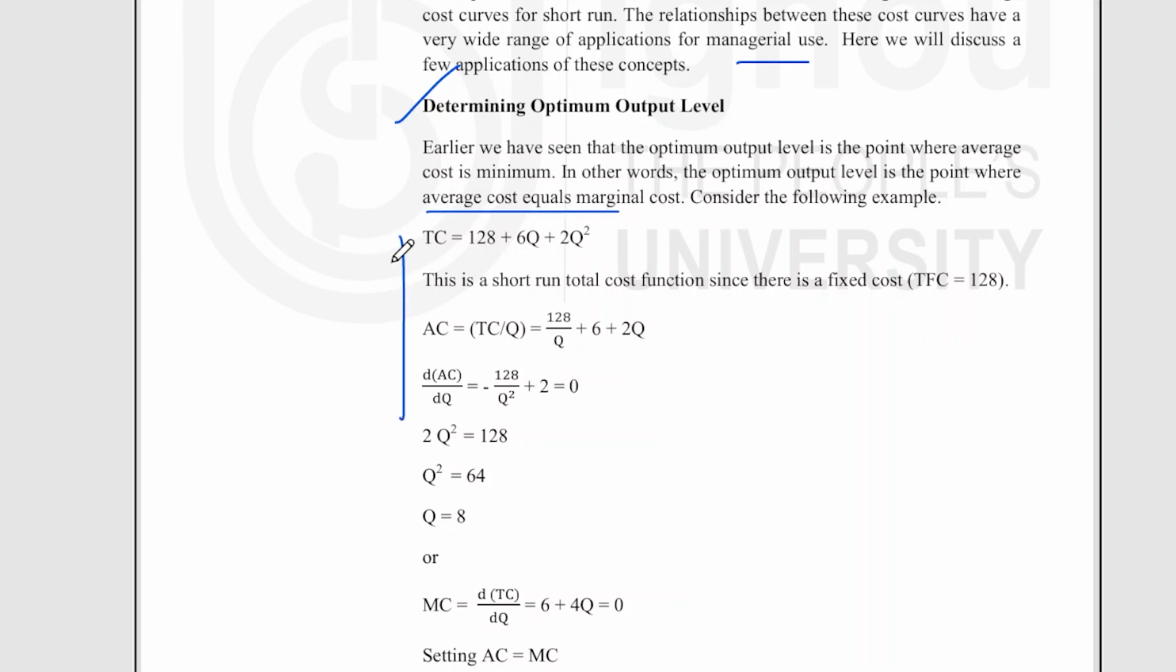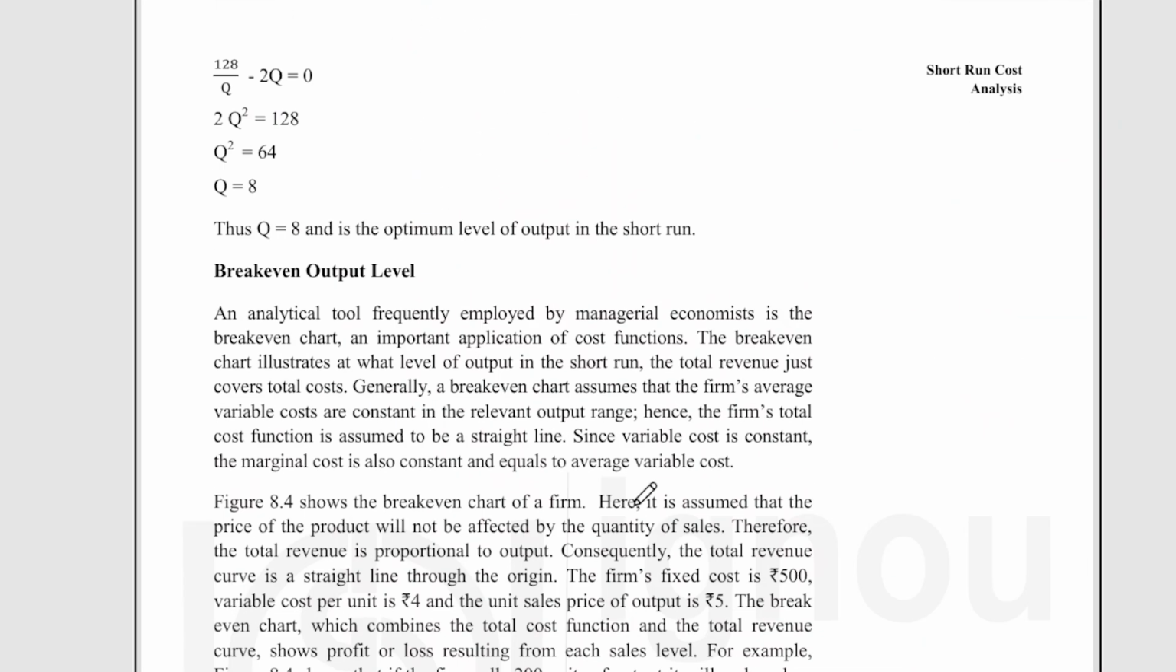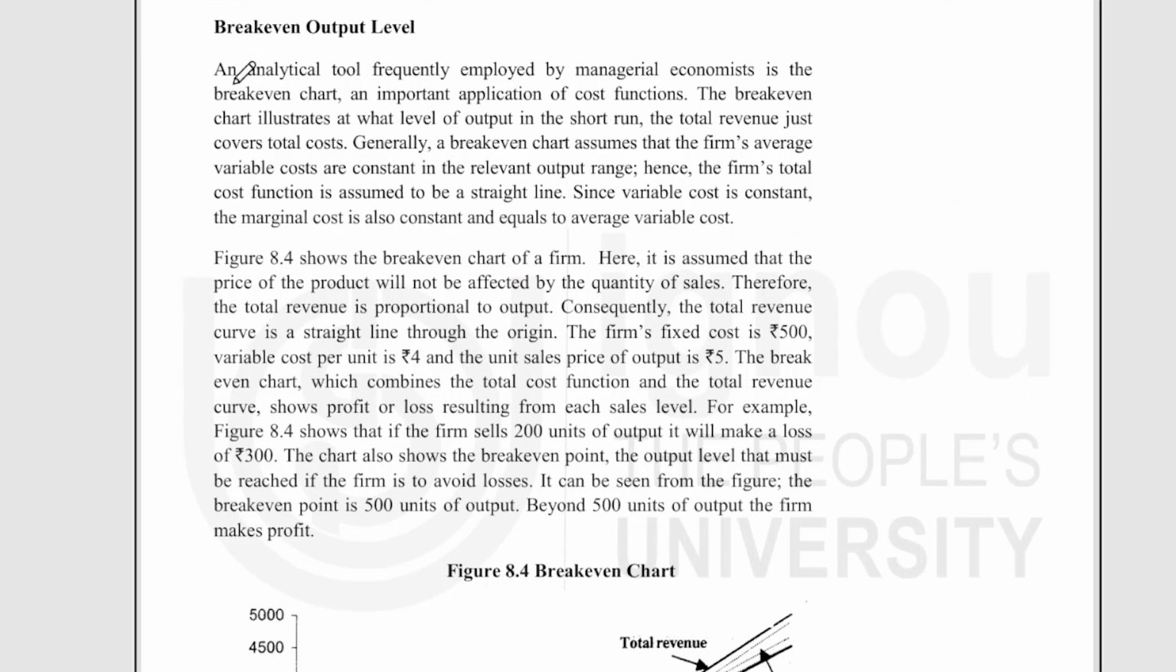So this is an example of the same. And next is the break-even output level. An analytical tool frequently employed by managerial economists is the break-even chart, an important application of cost functions. The break-even chart illustrates at what level of output in the short run the total revenue just covers total cost. Generally, a break-even chart assumes that the firm's average variable costs are constant in the relevant output range. Hence, the firm's total cost function is assumed to be a straight line, since variable cost is constant and the marginal cost is also constant and equal to average variable cost.